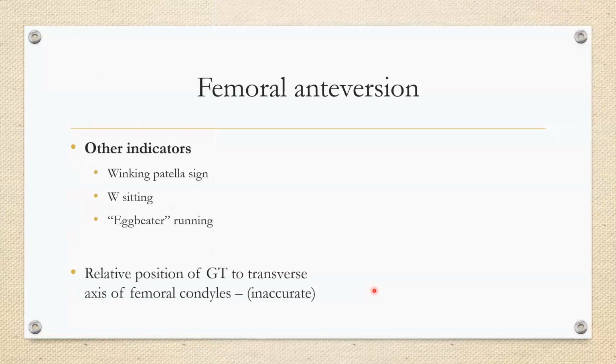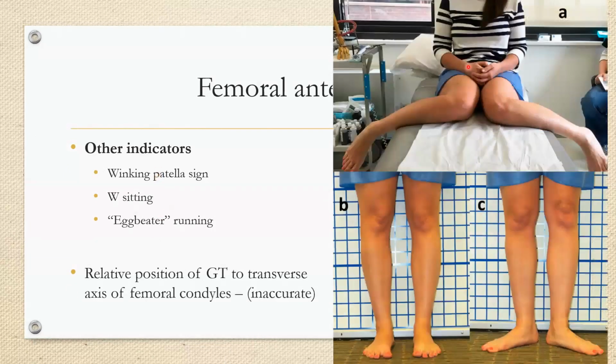Other indicators of femoral anteversion are W sitting, seen in children basically due to increased internal rotation, and the winking patella sign. So this is W sitting seen in children, and the winking patella sign is when the patient is standing with both patellae facing forward. However, when the patient tries to keep both legs straight, you can see the patellae squint inward, tilt inward, giving a winking patella appearance.